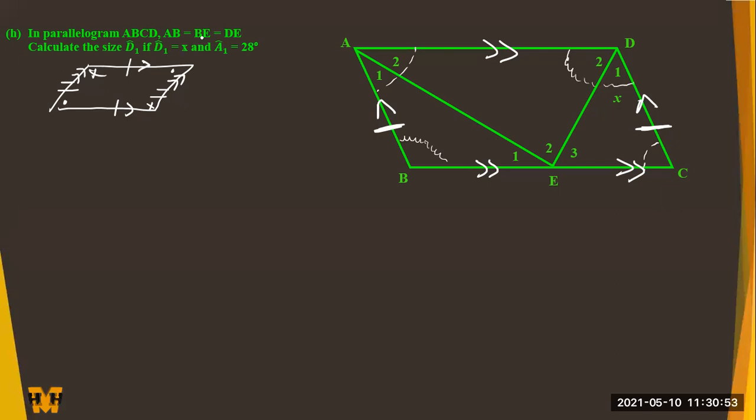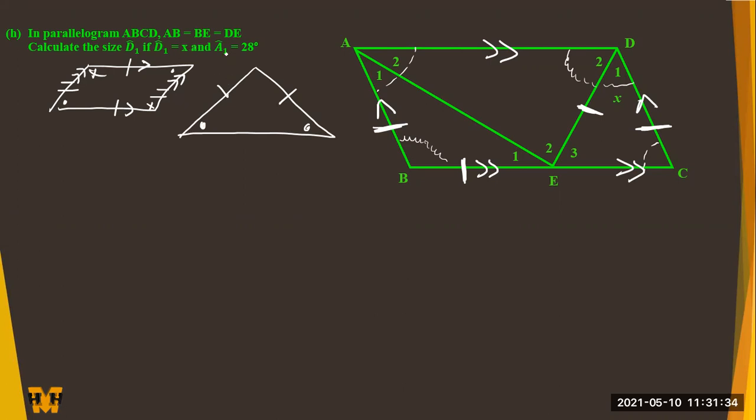Let's look at the given information. It says that AB, here's AB, is equal to BE, and that's also equal to DE. So if I look at this triangle, what jumps into my brain is angles opposite equal sides, an isosceles triangle. So I know that this angle and this angle will be equal. What else? They say here, calculate the size of D1. So we must figure out the size of X.